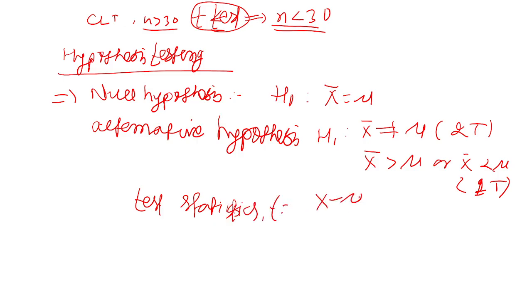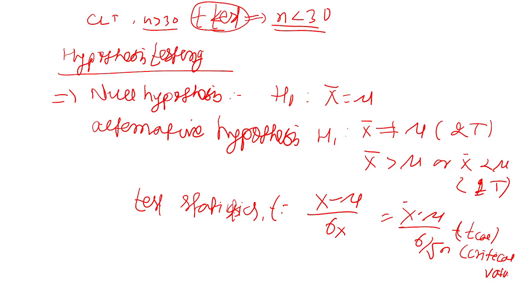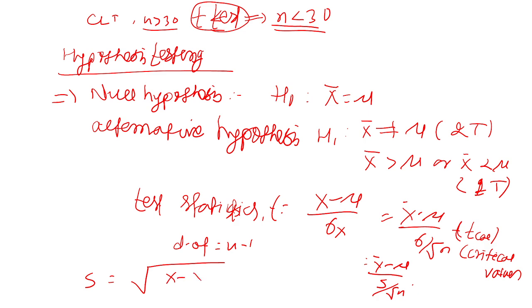T is equal to x bar minus mu upon sigma upon root n. These are the test statistic that we will call T calculated, or maybe the critical value. Then the degree of freedom is n minus 1. And if we talk about x bar minus mu upon s upon root n, that s will become the square root of summation of x minus x bar whole square upon n minus 1.